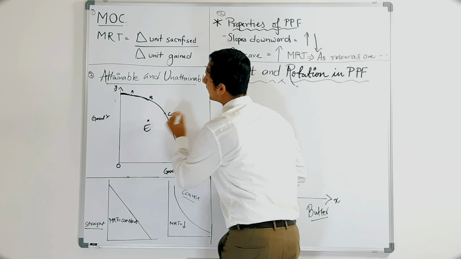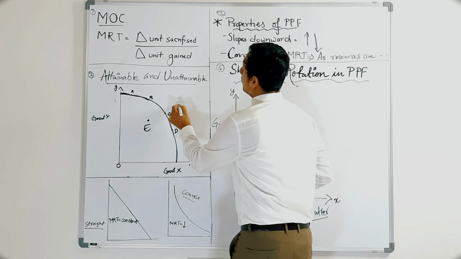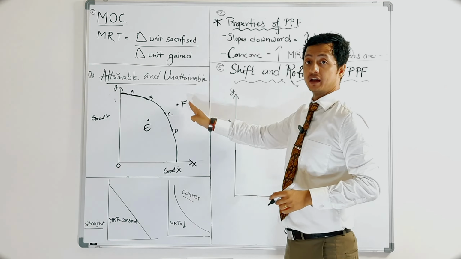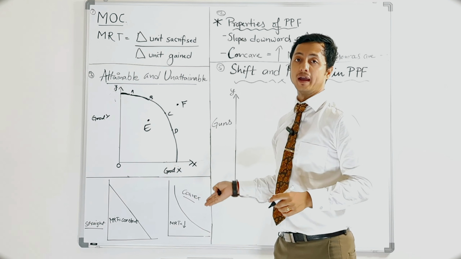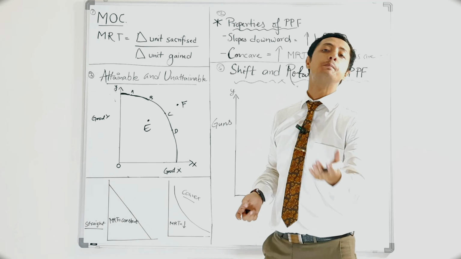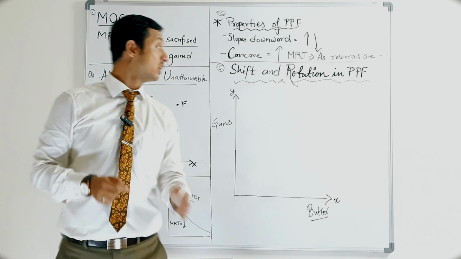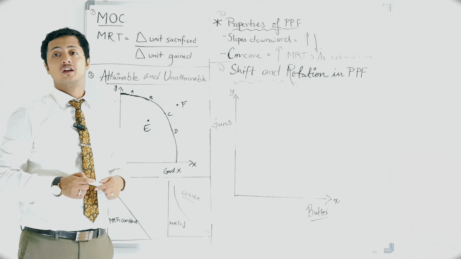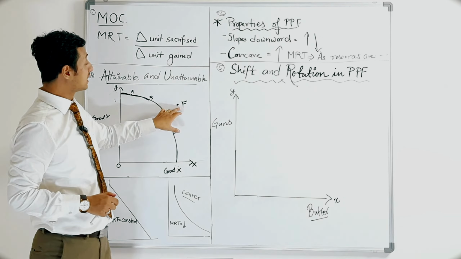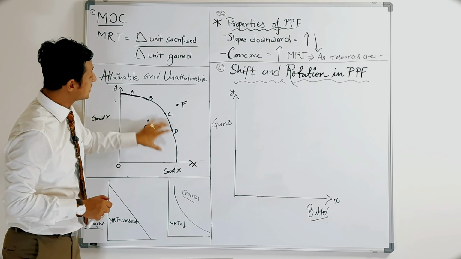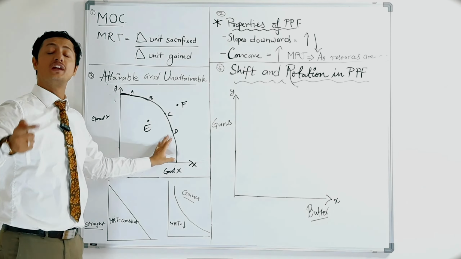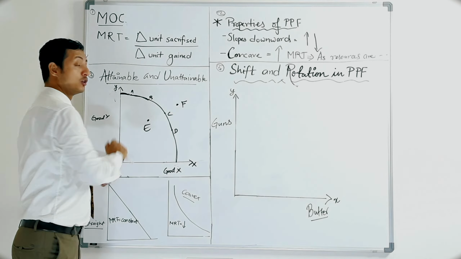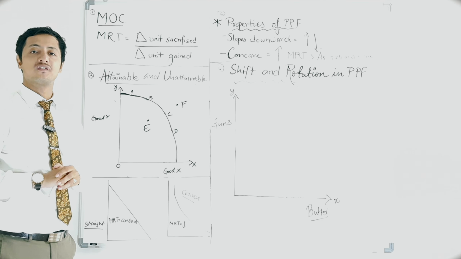Let's give it point E. Now, if there is point F that is above the PPF, that means it's producing more of good X and more of good Y. But is it attainable? No, that's impossible, because to produce at point F, the economy does not have enough resources or technology. So it is unattainable. This ABCD is attainable when the resources are fully and efficiently used. And inside the PPF curve, it can produce only when there is underutilization of resources.